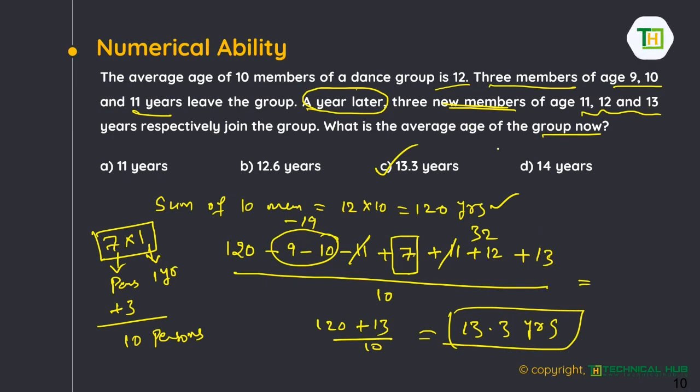Here we need to calculate the average age of the group at present. Average is nothing but sum divided by the number of persons. There is no change in the number of persons. Why? Because 3 members left the group, and after a year, 3 members joined the group. So the total number of persons is 10. Option C is the right answer.